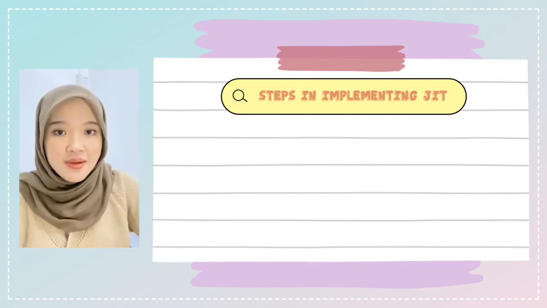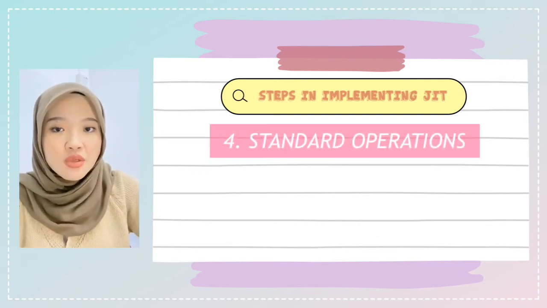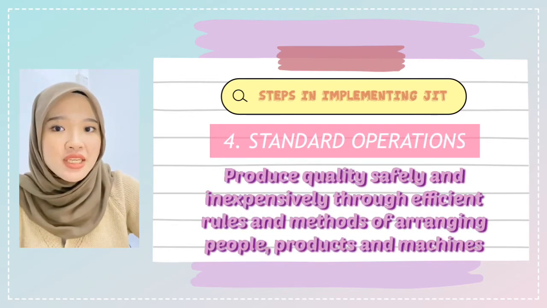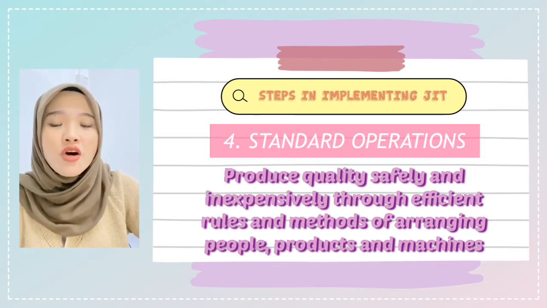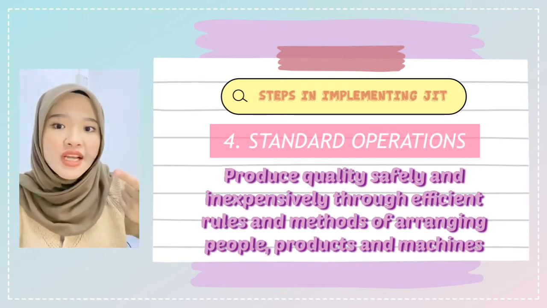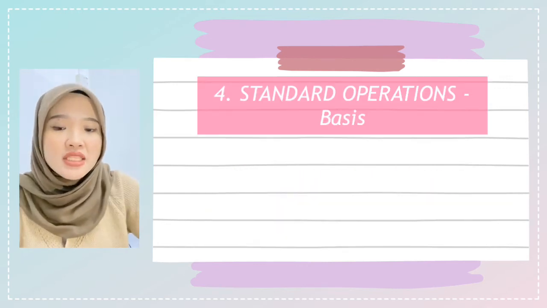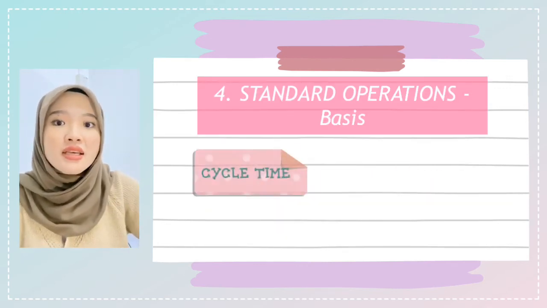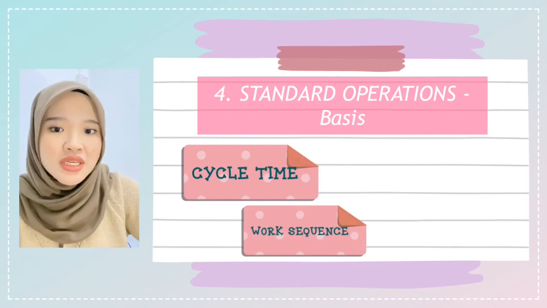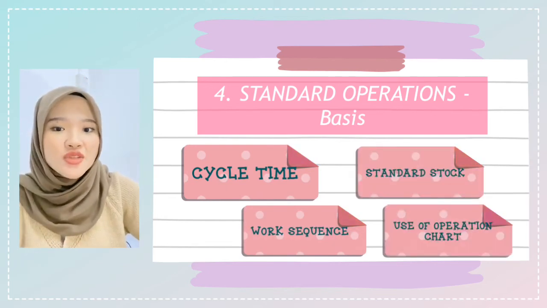The fourth step is standard operations, where you need to produce quality safely and less expensively through efficient rules and methods of arranging people, products, and machines. The basis of standard operations are cycle time, work sequence, standard stock, and use of operation chart.